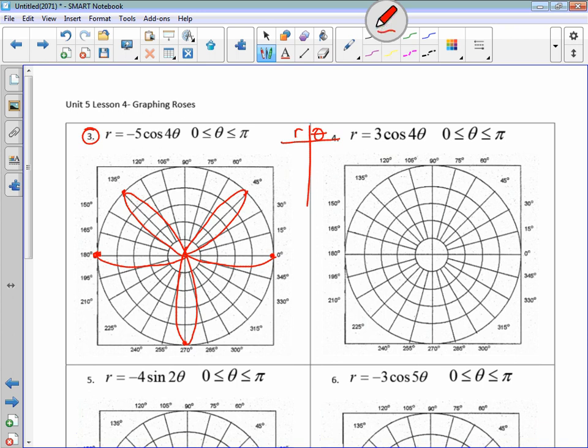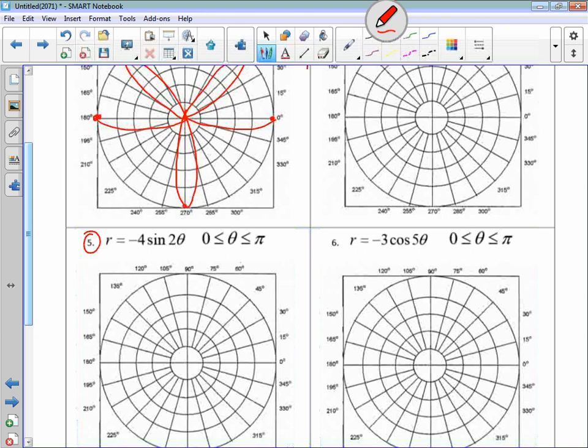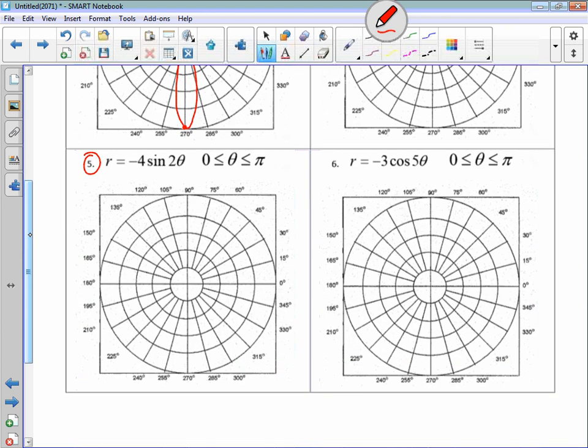All right, guys, I'm jumping around a little. Try number 5 for me, and then we're going to do 6 together. And I'm going to show you something that makes it a little easier.